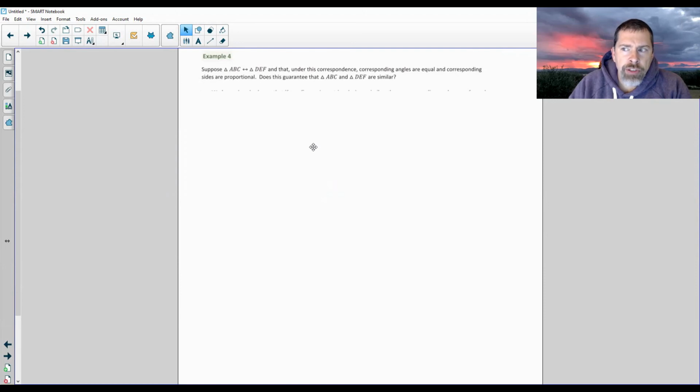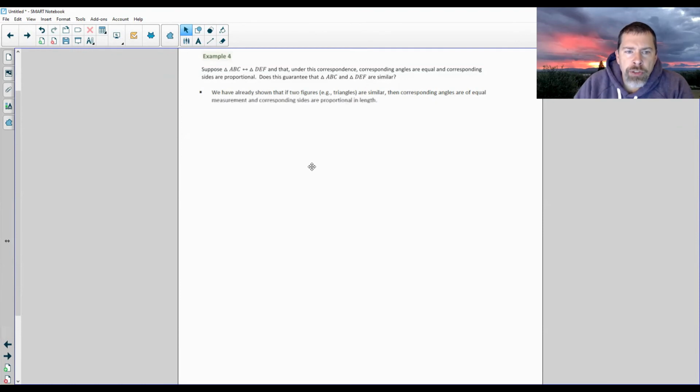Preserving angle measures and proportional side lengths. We've already shown that if two figures, for example triangles, are similar, then corresponding angles have equal measure and corresponding sides are proportional in length. Check.